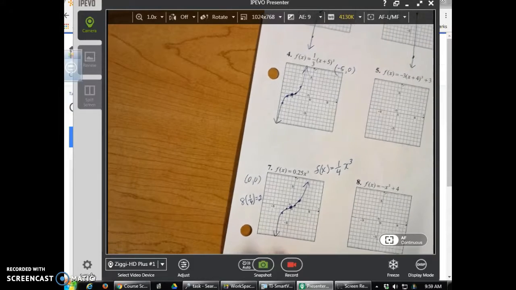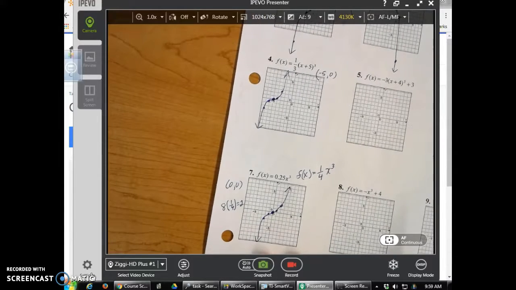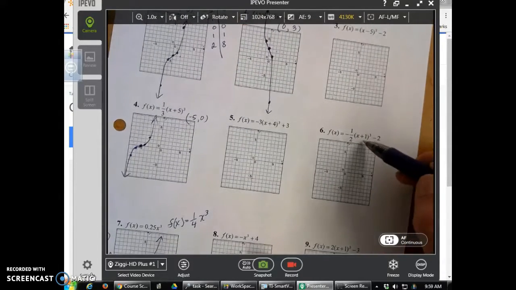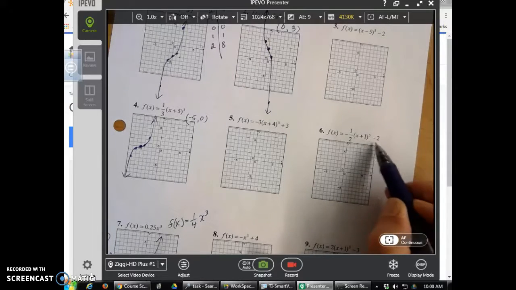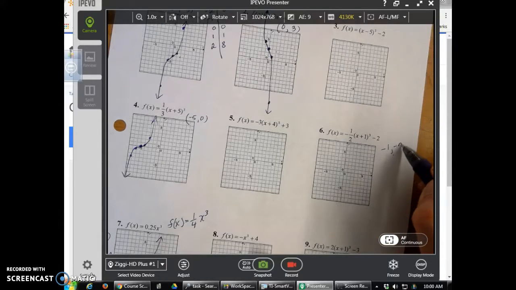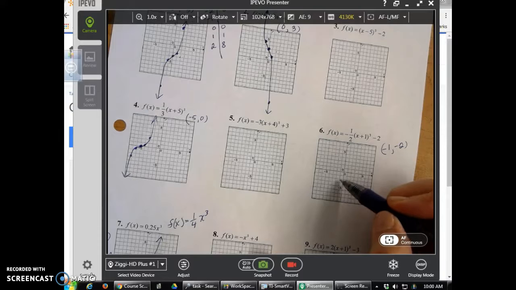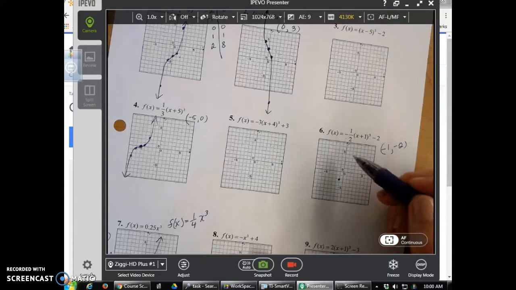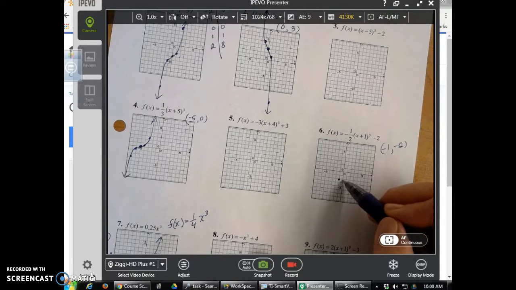Okay, let me do one more on the front. Let's do number 6. My translation point is 1 to the left, 2 down, so it'll be a -1, -2. So here I am, and it's reflected because of the negative, and it's compressed. So I'm going to move 1/2 my normal movement. So 1 to the right would normally go up 1, but instead I go down 1/2.